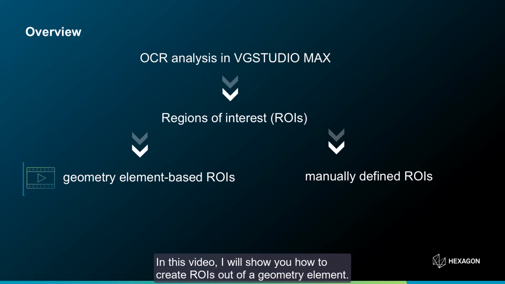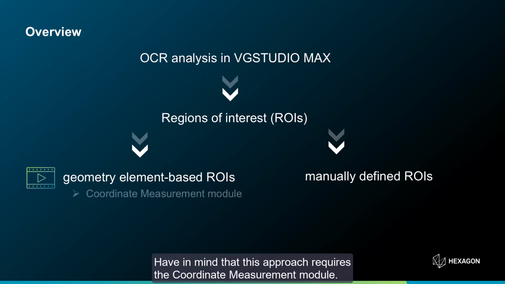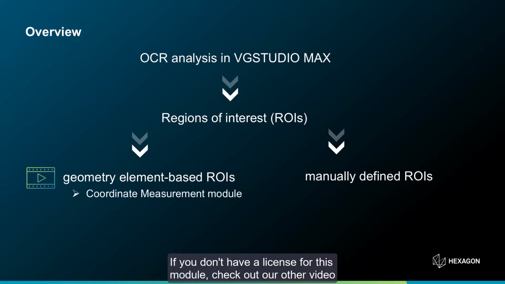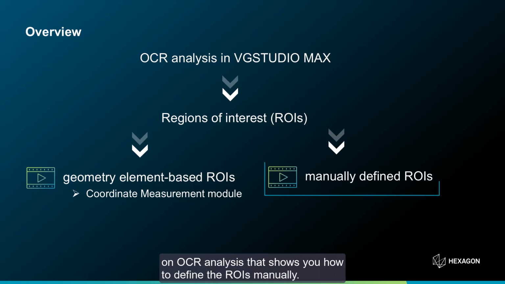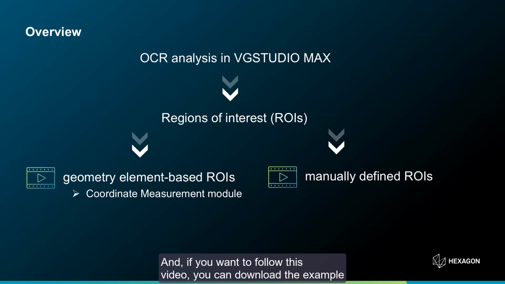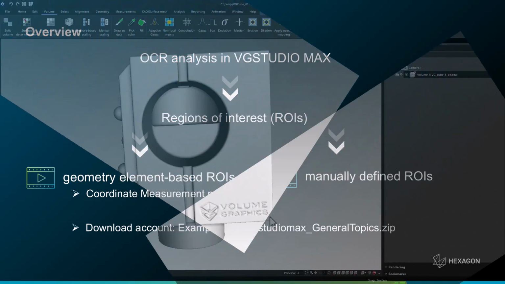In this video, I will show you how to create ROIs out of a geometry element. Have in mind that this approach requires the coordinate measurement module. If you don't have a license for this module, check out our other video on OCR analysis that shows you how to define the ROIs manually. And if you want to follow this video, you can download the example dataset from your download account. Okay then, let's get started.